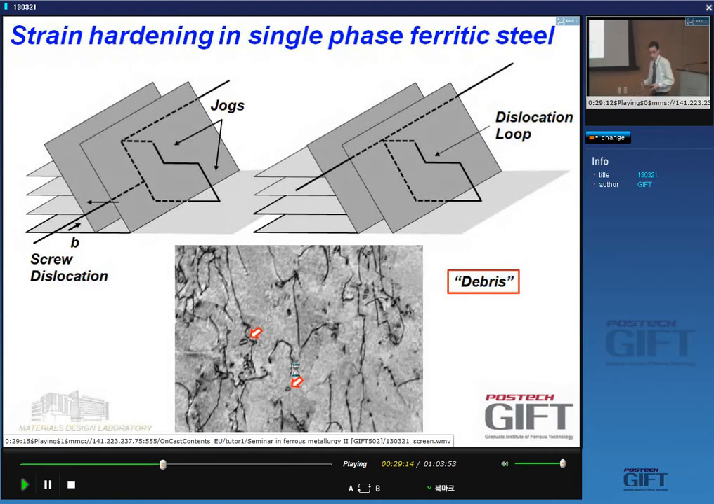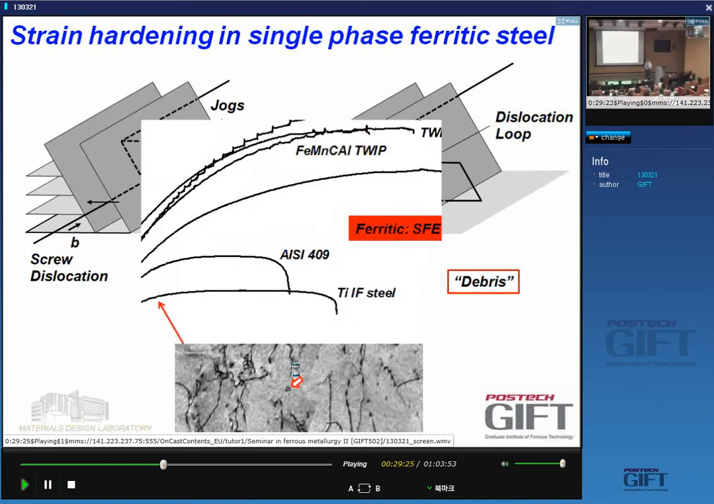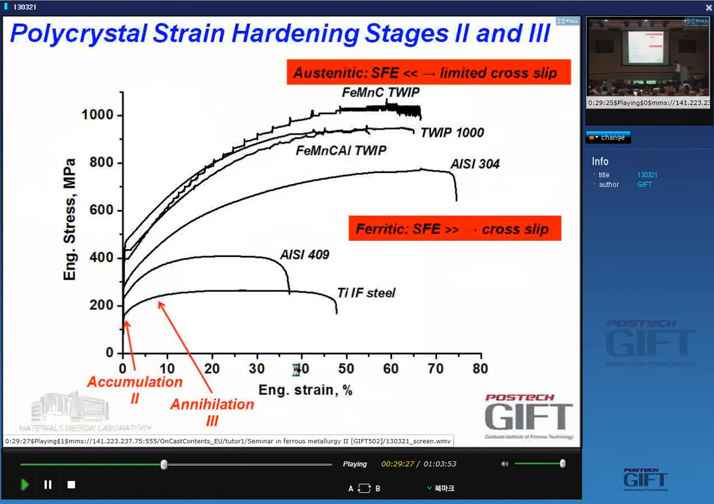What does this mean? This means that when dislocations in BCC iron run into a little obstacle, they can bypass the obstacle without much difficulty, yes? And as a consequence, they show very little hardening because obstacles don't really work in holding up the dislocation. So ferritic steels: high stacking fault energy, lots of cross-slip, very little strain hardening, yes?